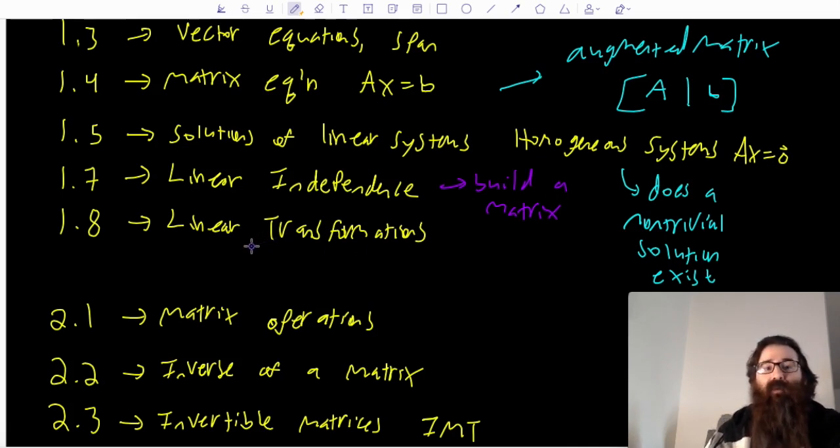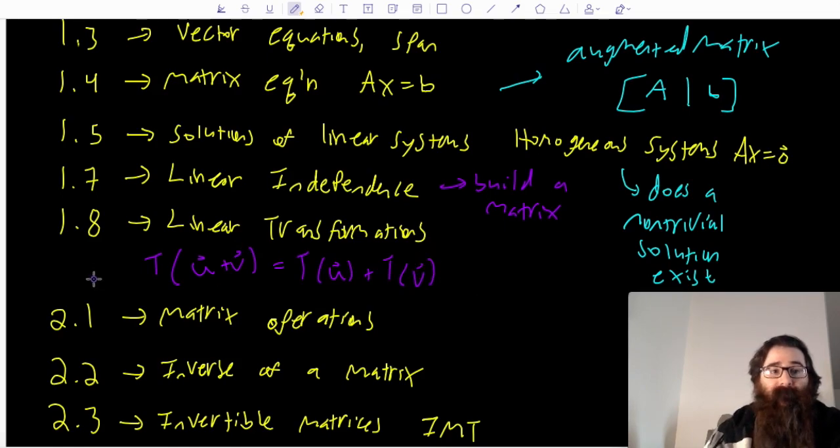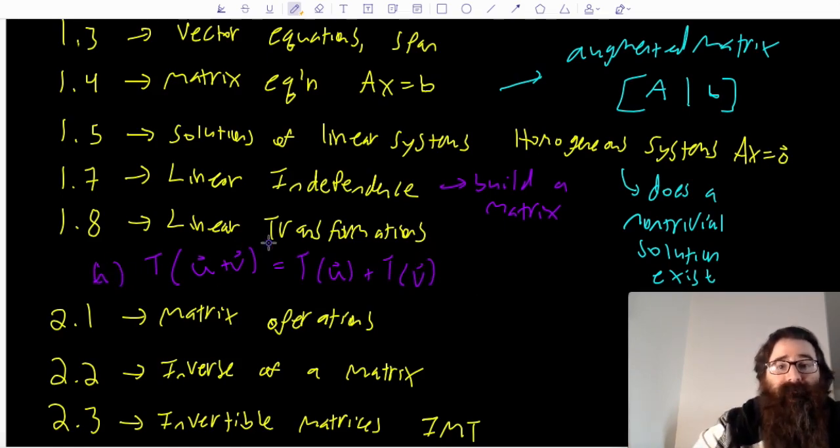And that brought us to 1.8, talking about linear transformations. Very important that you're comfortable with those properties, what it means for a transformation to be linear, and comfortable using those properties. Right? So we want to make sure that we're using those properties. Those properties are, if I have a transformation applied on the sum of vectors, that would be equal to the sum of the transformations applied on the vectors separately. So that's a first property.